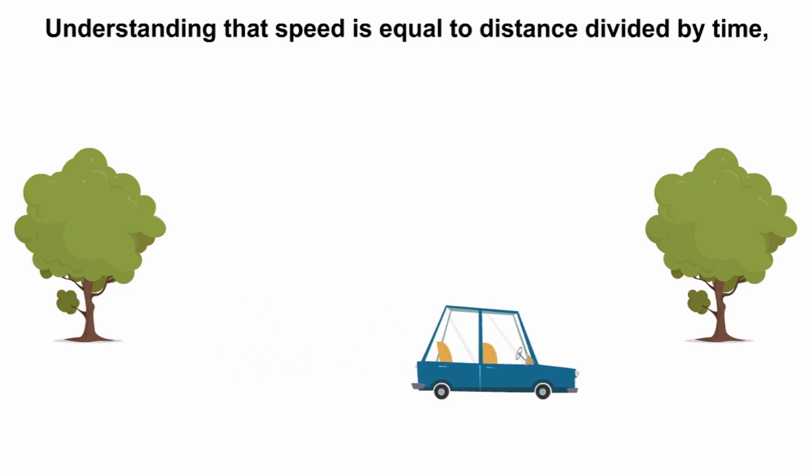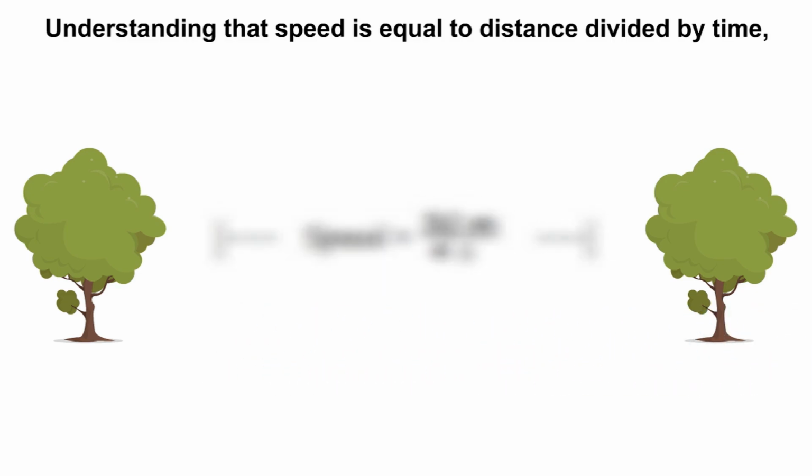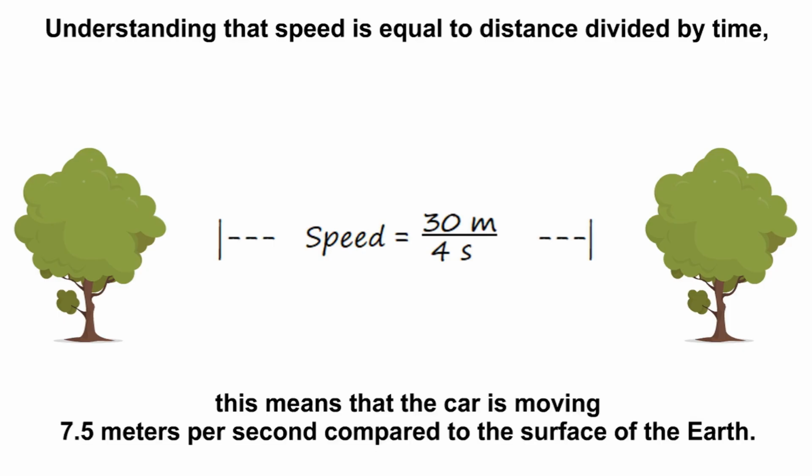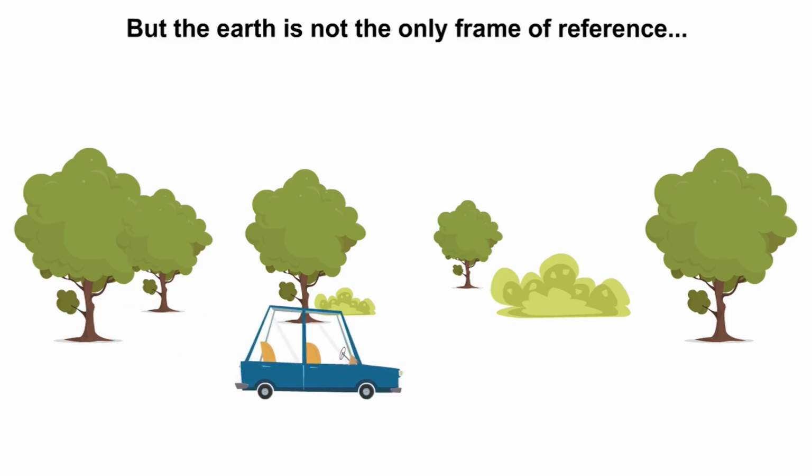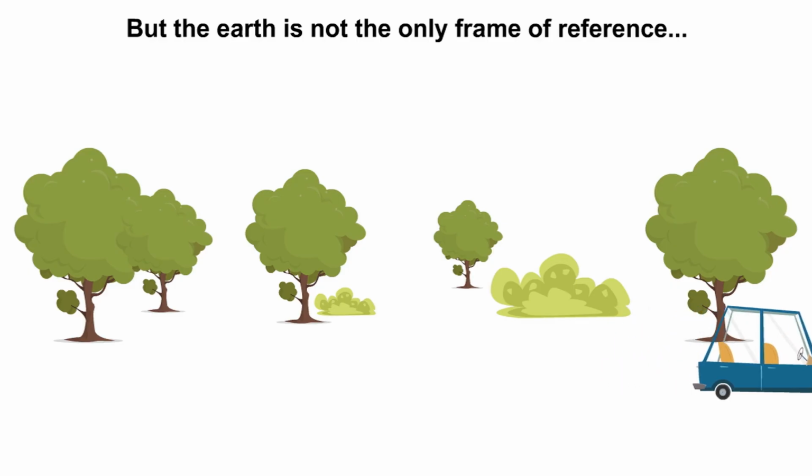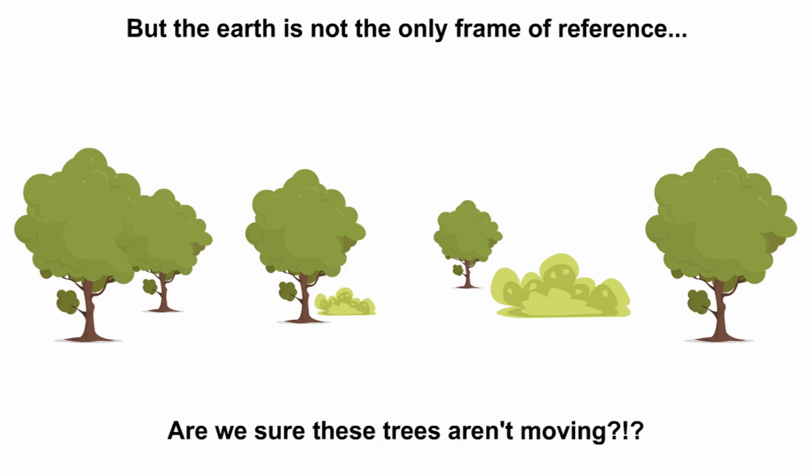Understanding that speed is equal to distance divided by time, we'd say it traveled 30 meters in 4 seconds. This means the car is moving 7.5 meters per second compared to the surface of the Earth. But the Earth is not the only frame of reference. Are we sure these trees aren't moving? Look closely.